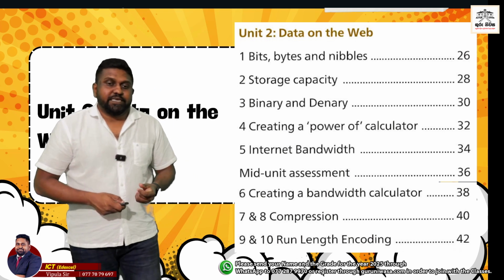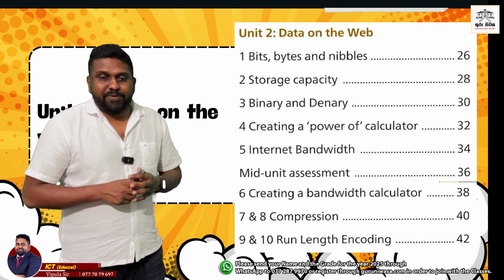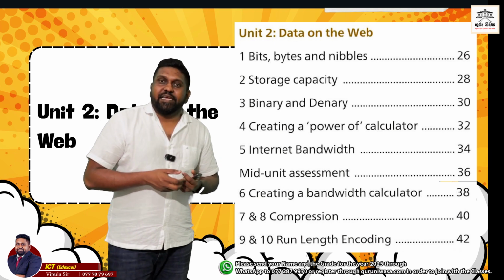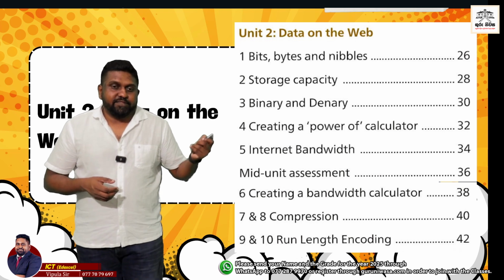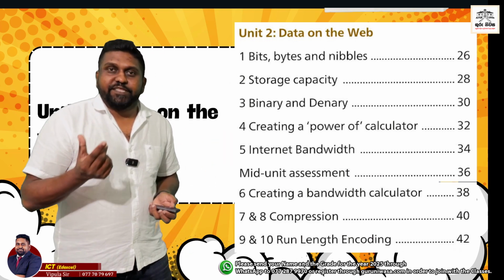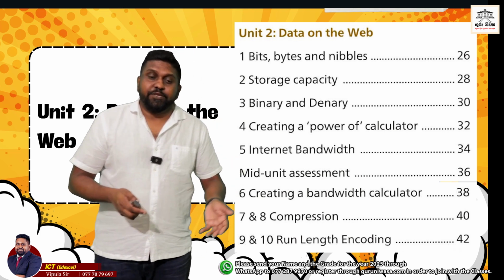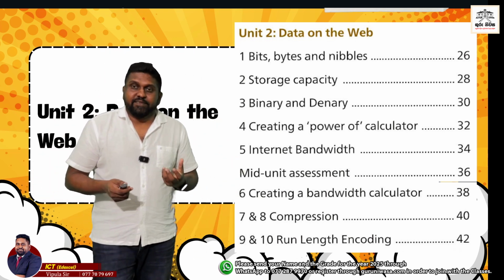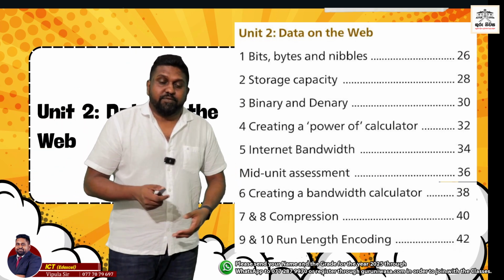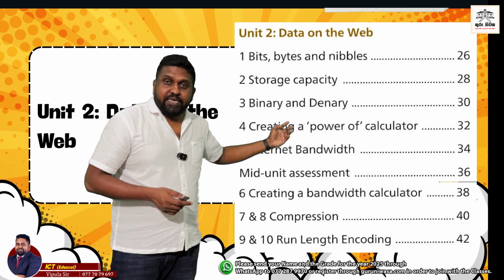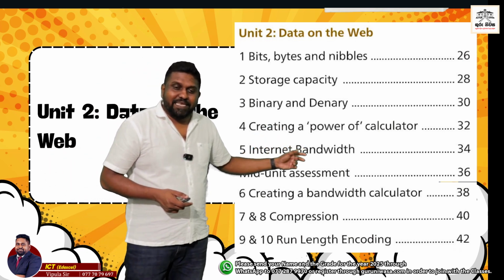Then we jump into the data on the web. So this is the second unit. Here we talk primarily about data and networking capabilities. We talk about bytes, bits, and nibbles, and the storage capacity, what type of storage can be used, and how this capacity is determined to be applicable in cloud systems. And we talk about binary, and creating a power of calculator.